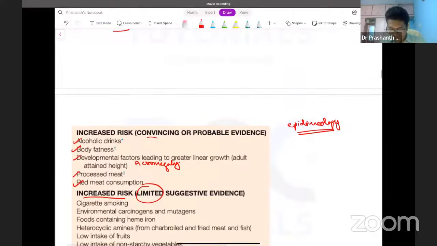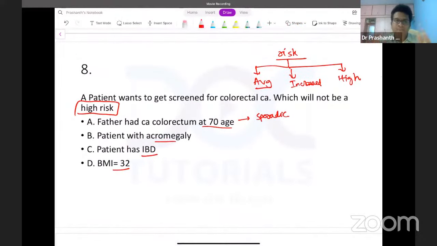So in this question, now knowing the theory, what I feel is that now that you are more educated with this particular topic, probably some of the options may be different when it came in the exam. Now, a father having colorectal sporadic malignancy makes it increased risk, but is not average, not high. Okay, acromegaly, definite chances that it has increased risk. IBD is high, obviously, because it came last in the table.